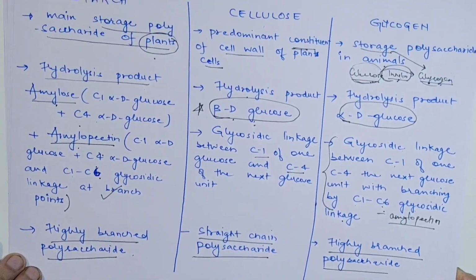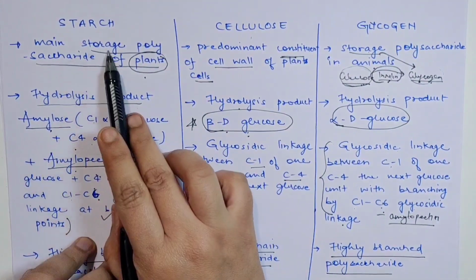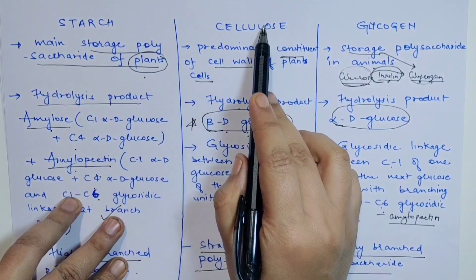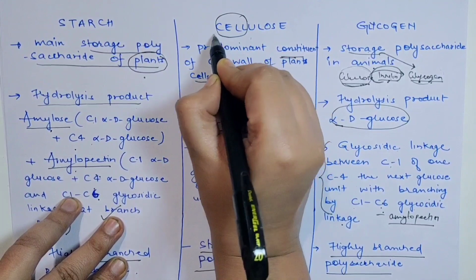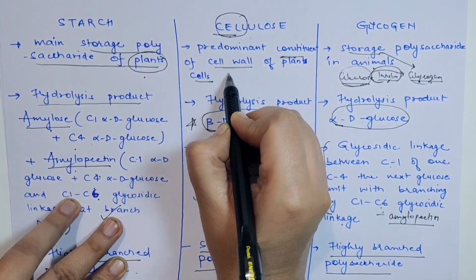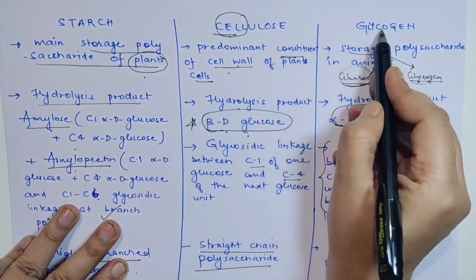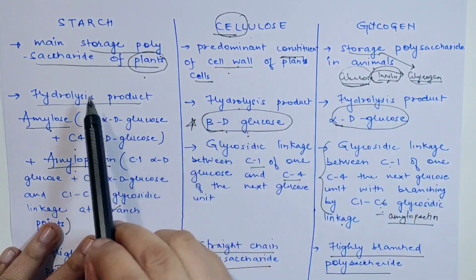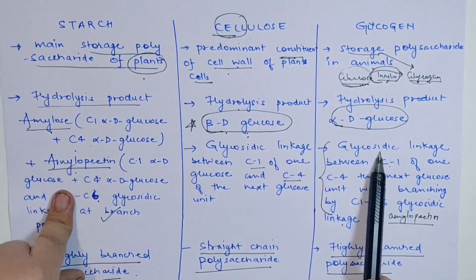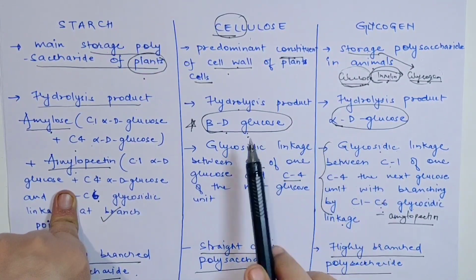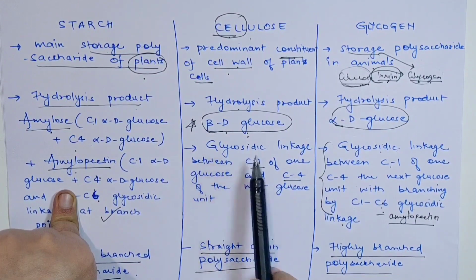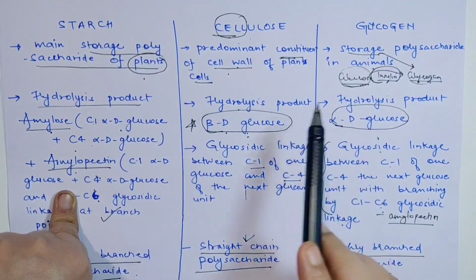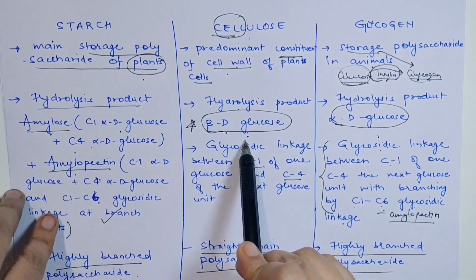I hope you can easily remember them. Starch we know, found in potato and rice, that means it's the storage polysaccharide in plants. Cellulose, since the name has cell in it, you would remember that it's the constituent of the plants' cell wall. Glycogen is the storage polysaccharide in animals, in us. Then this is also branched, this is also branched. So here we have C1-C4 and C1-C6. Here we have only C1-C4 because it's a straight chain. Then this is alpha D glucose, and cellulose is the only one which has beta D glucose.